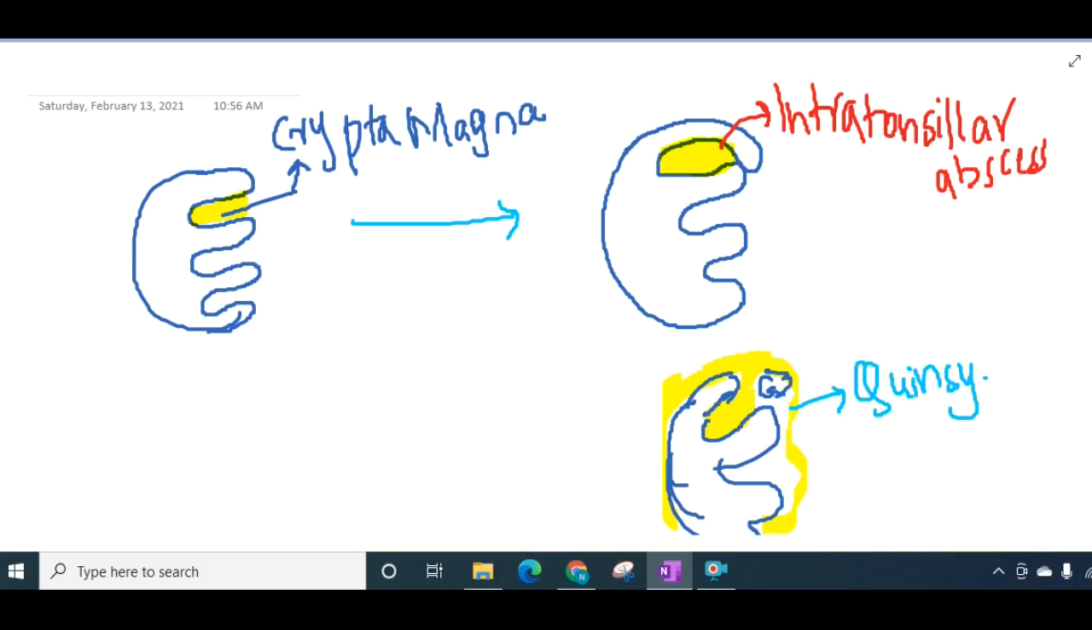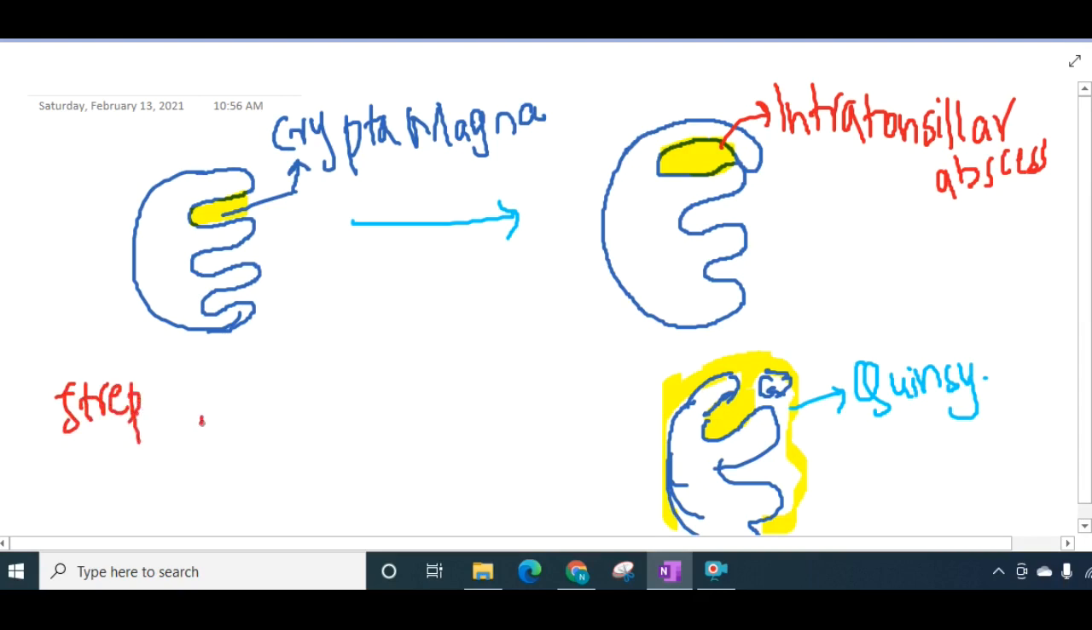So what are the organisms responsible for quinsy? It is caused by either Streptococcus pyogenes or staphylococcal organisms, or anaerobic organisms can result in peritonsillar abscess.